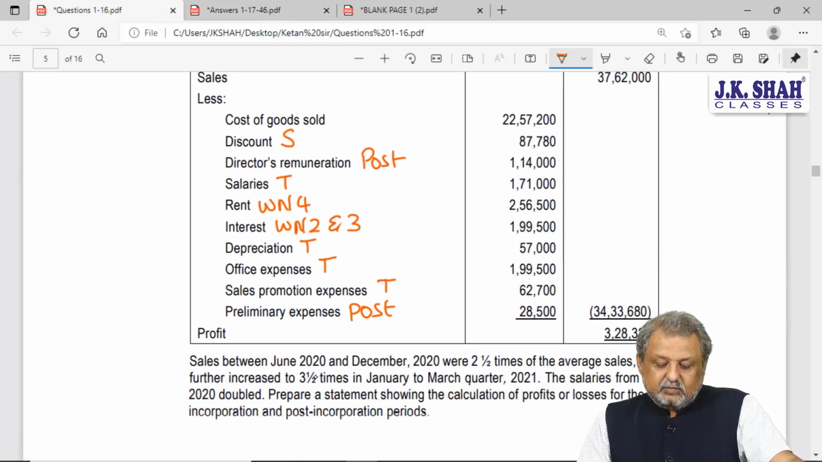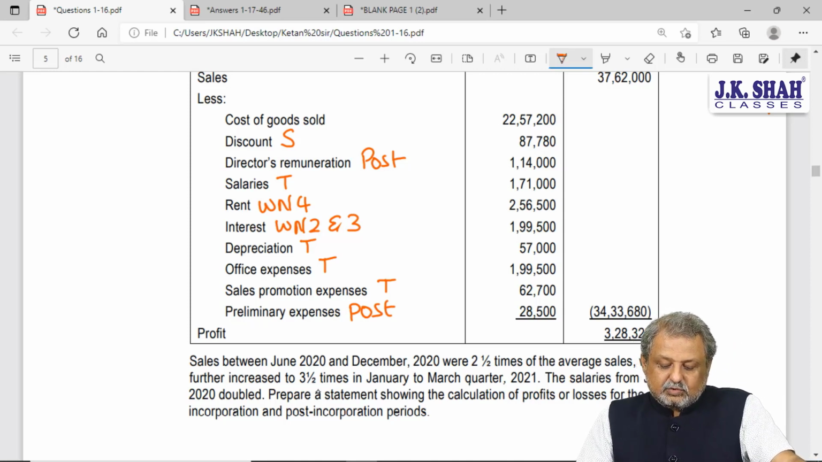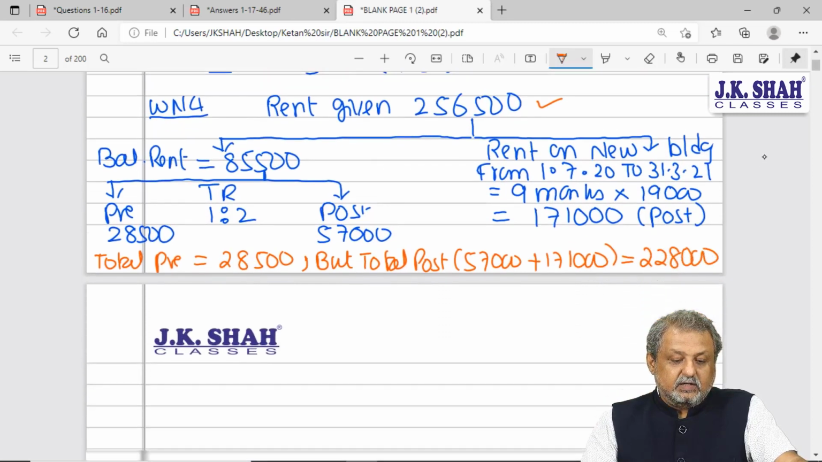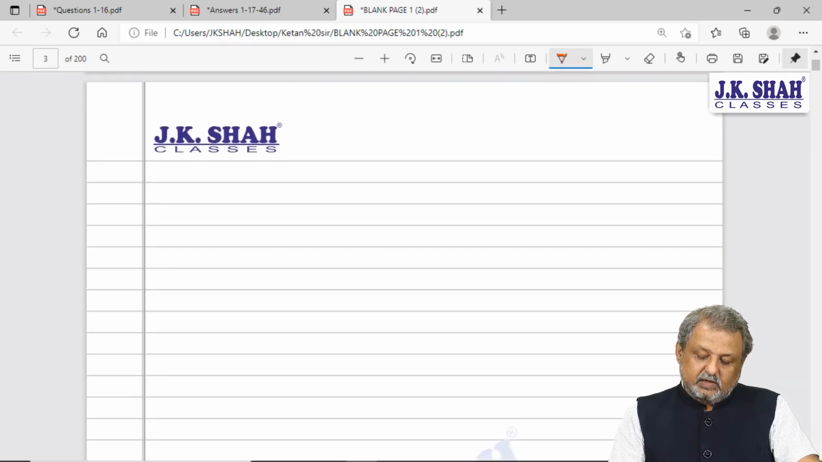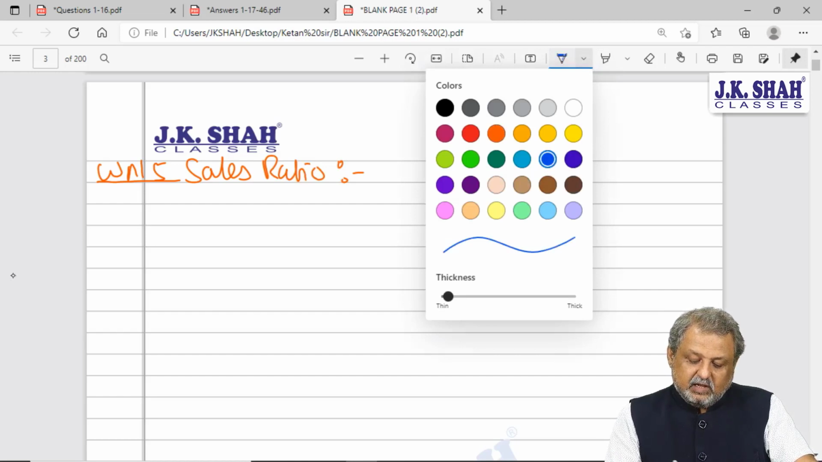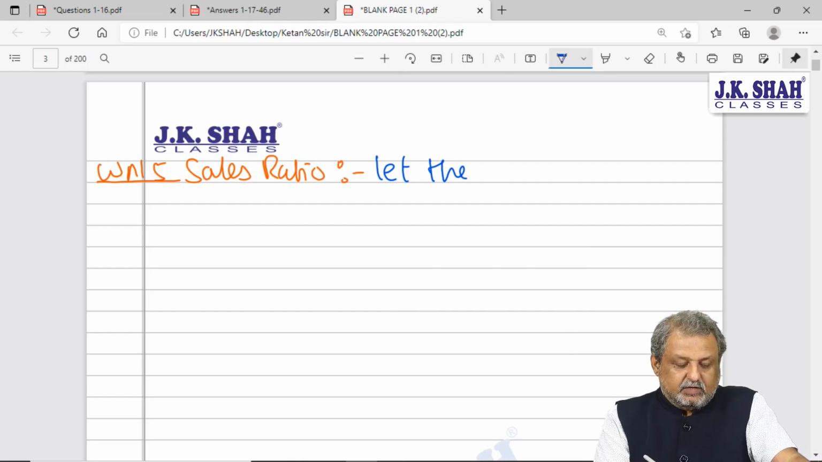Then sales between June 20 and December 20 were 2.5 times of the average sale, which further increased to 3.5 times in January to March quarter. So tell me how you will find the sales ratio. That will be working note 5. Sales ratio. You make an assumption. Write down: let the average sale be 1 per month.